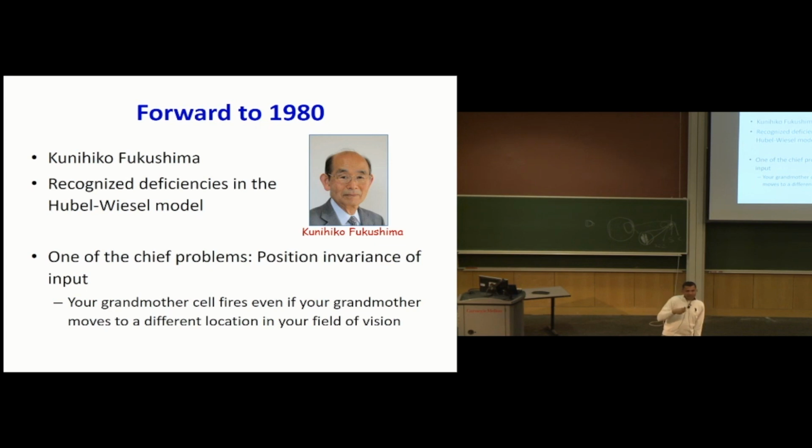Anyway, each of us has a collection of these cells. You'll have a Jennifer Aniston neuron, or whatever, any famous person, your wife, your mother, but there are specific cells that respond to these things. But here's the important thing. This cell responds to Jennifer Aniston regardless of whether she's up here or to the side. So how do we get this position invariance?